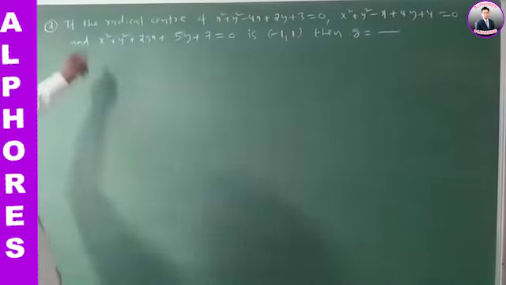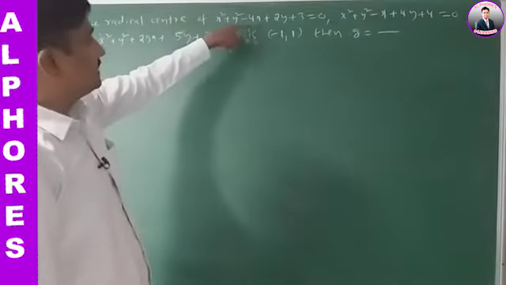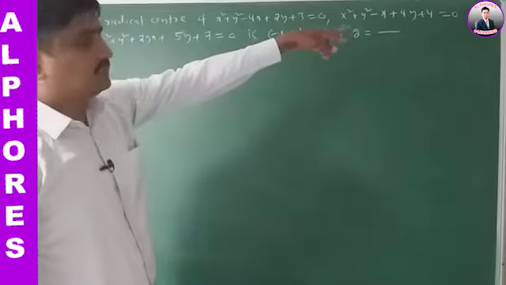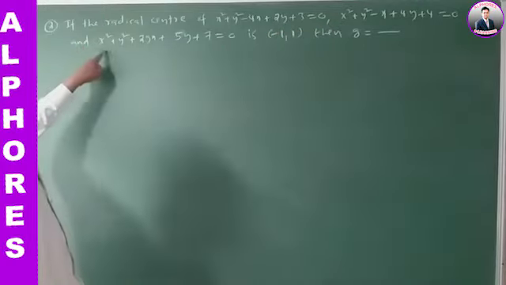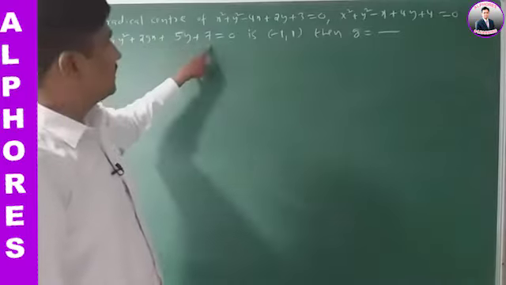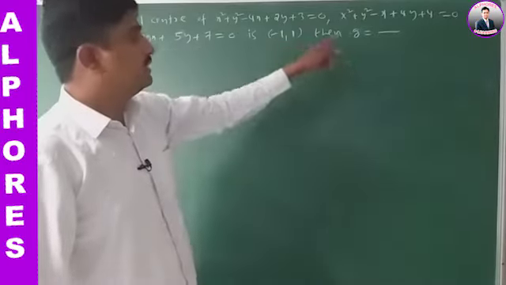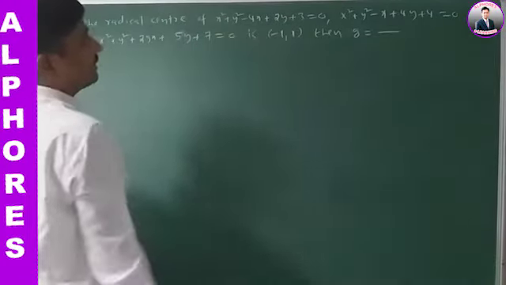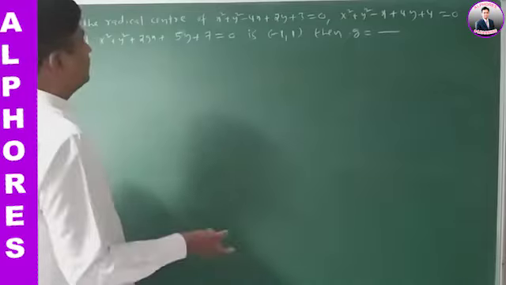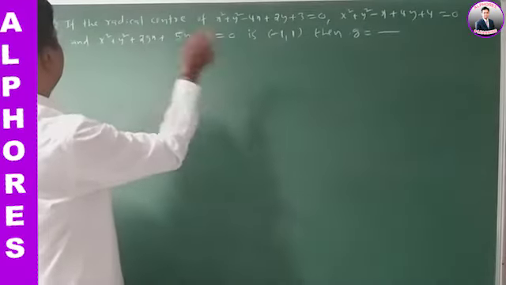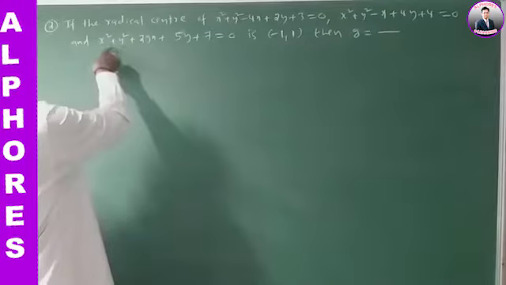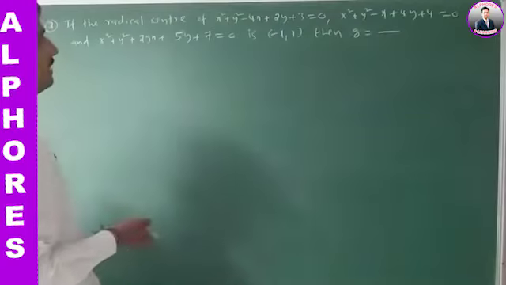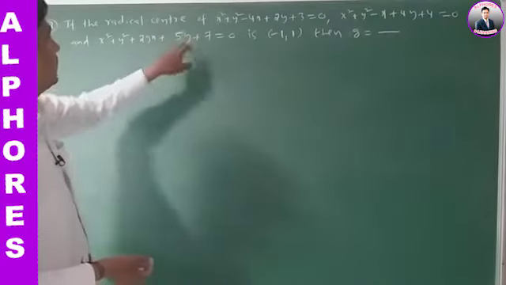Second problem. If the radical center of x square plus y square minus 4x plus 2y plus 3 equal to 0, x square plus y square minus x plus 4y plus 4 equal to 0, and x square plus y square plus 2gx plus 5y plus 7 equal to 0 is (minus 1, 1), then g equal to what? Here g is involved in the third equation. First find the radical axis of these two circles.